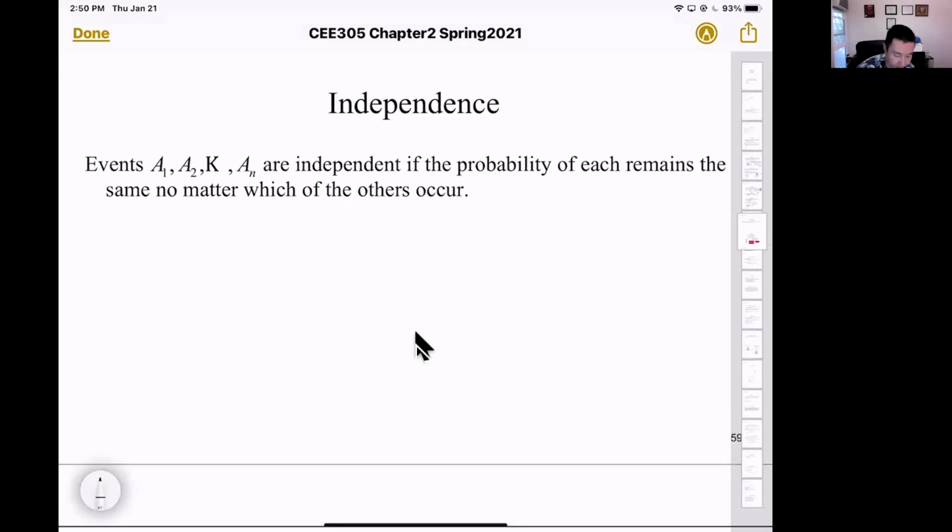All right. The dots always become K in the PDF. Sorry about that. Let's say we have n events, A1, A2, up to An, and they are independent. Then the probability of each remains the same no matter which of the others occur.